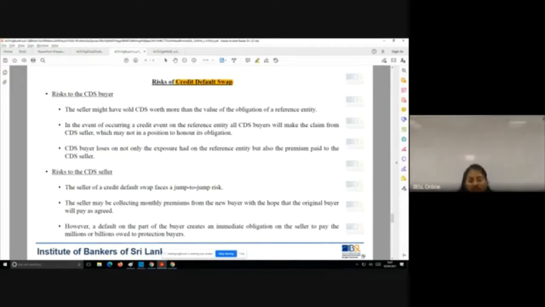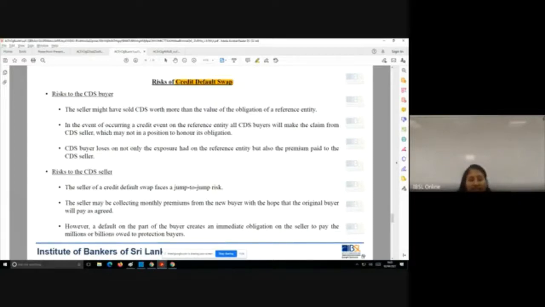If the reference entity defaults, they will get their reimbursement money from the CDS seller. But when they go to the CDS seller and the CDS seller is also bankrupt, then the CDS buyer loses the investment, the interest and the principal, and also the premium paid to the CDS seller. Okay, so CDS buyer is exposed to counterparty risk. What if the other person doesn't honor that contract? Okay, what is the risk to the CDS seller?